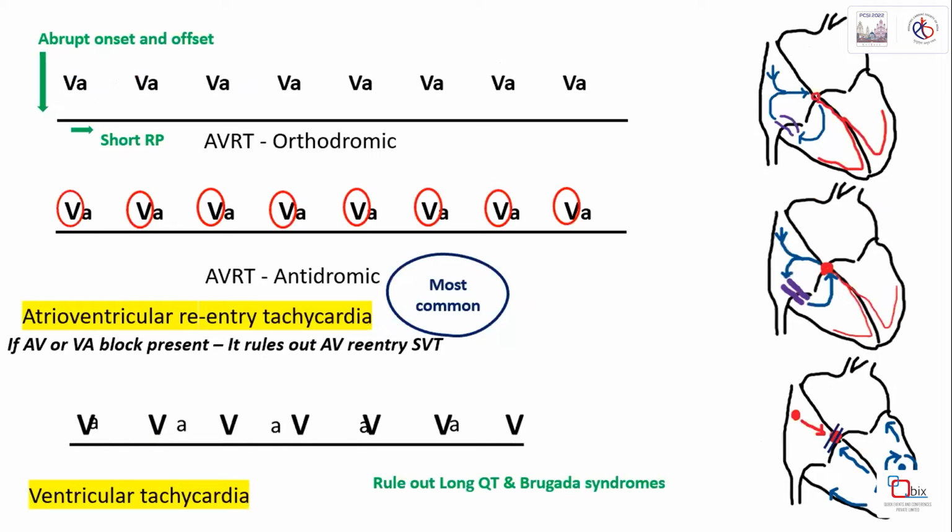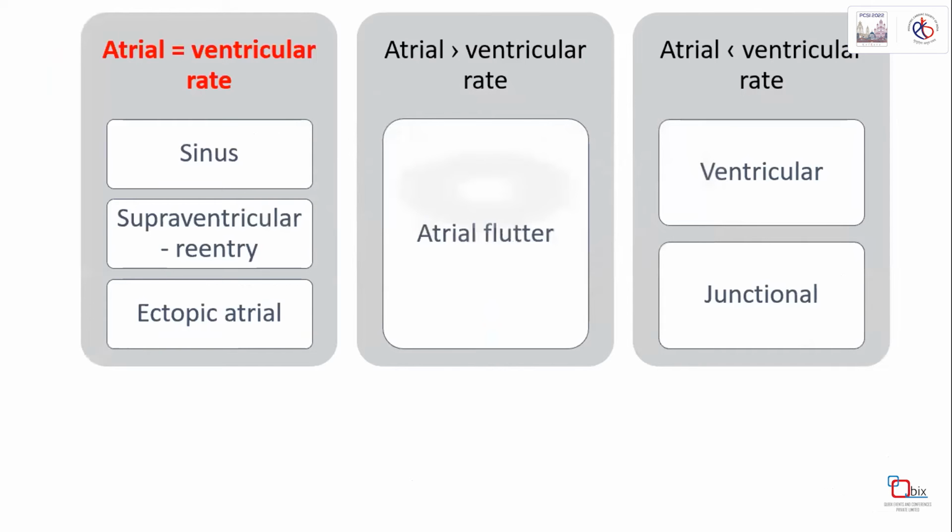The typical feature is it's extremely regular with fixed rates. Ventricular tachycardias and nodal tachycardias are much less common. Just to summarize, if your atrial and ventricular rate is equal, it can be an AVRT or an ectopic atrial tachycardia or a sinus tachycardia, but AVRT is much more common even compared to a sinus tachy in fetus. Atrial flutter commonly happens in third trimester.